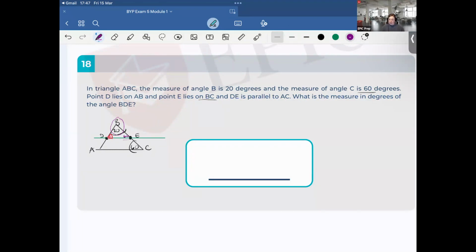So I know 60 plus 20 is 80, and a triangle has 180 degrees. So therefore angle D must be, well, 180 minus 80, or 100. And therefore it should be 100. Amazing.